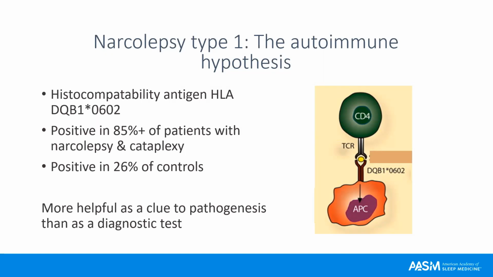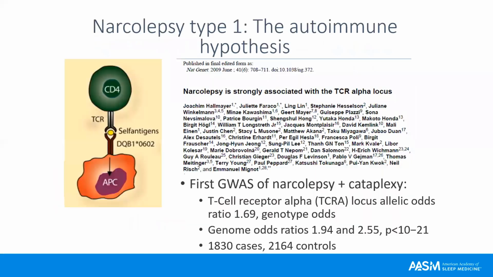It's not really useful clinically as a diagnostic test because it's also positive in about a quarter of controls. But the fact that it's an immune modulator, part of the immune system, suggests maybe this is an immune problem. And where the story got really interesting was when a genome-wide association study of narcolepsy showed that narcolepsy type 1 is associated with a single nucleotide polymorphism in the T cell receptor gene. And so now you have both the antigen presenting cell implicated through the HLA and the CD4 cell implicated based on the T cell receptor. And so it suggests that that is the way that the system could be recognizing self.